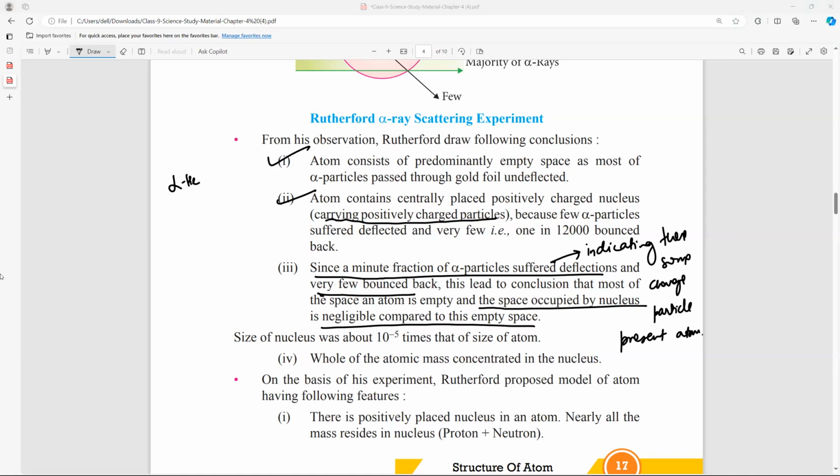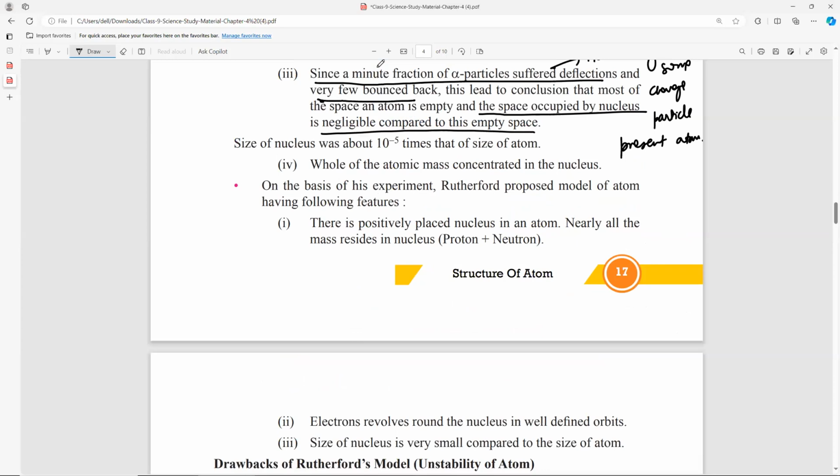Done. Noted. Yes, sir. Everybody in the class, noted? Yes, sir. Why are you not replying that we have done this one, sir? Yes, sir. Okay, just a minute. Have you written this one, that the whole mass of the atom is concentrated in this one? Okay.